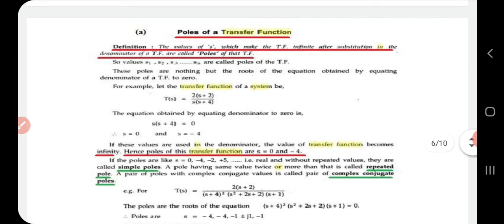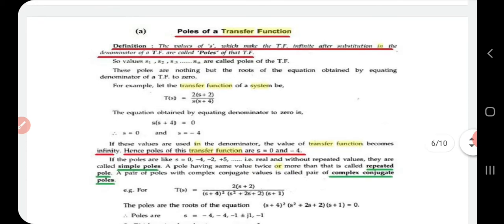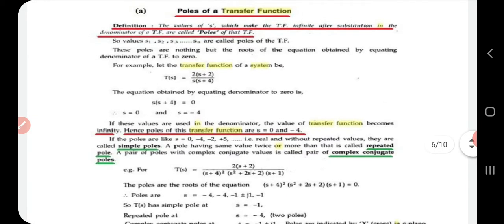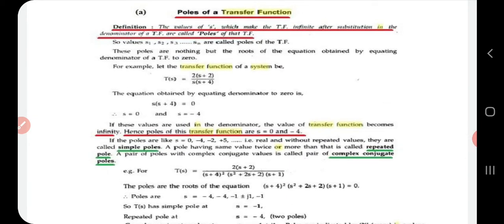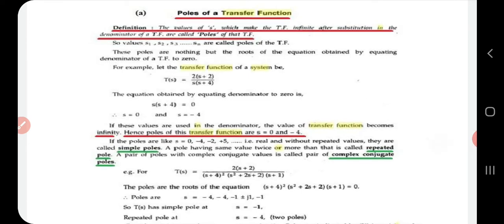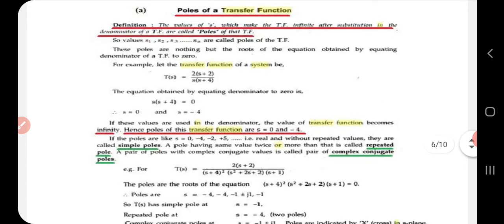That is, poles are nothing but the values you obtain when you substitute in the denominator. The values of s which make the transfer function infinite after substitution in the denominator will be the poles of the function. So the values s1, s2, s3, etc. that we have just studied are called poles of the transfer function. Poles are actually the roots of the equation obtained by equating the denominator of the transfer function to 0.